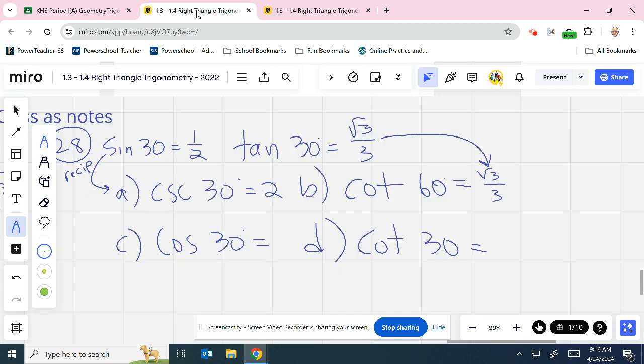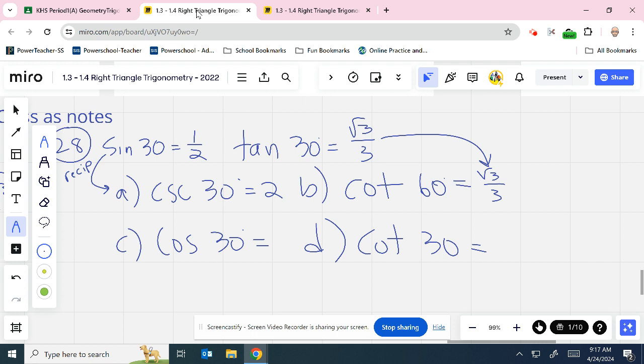Co-functions. Tangent and cotangent are co-functions. Sine and cosine are co-functions. Sine and cosecant are reciprocals. That's different. They're reciprocals, but sine and cosine are co-functions. Tangent and cotangent are co-functions because they both have the word tangent. Sine and cosine both have sine in it. Secant and cosecant are co-functions. They both have secant in it. But sine and cosecant are the reciprocals. And cosine and secant are reciprocals.